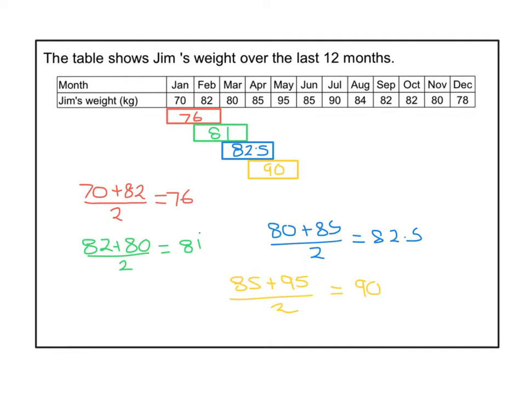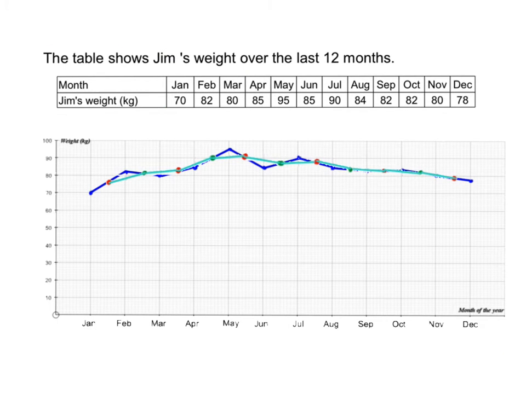Okay, so I found 4 2-point moving averages. This is the first 2-point moving average, the second 2-point moving average, the third, and the fourth. I could keep going until I get to the end of the table, and then I can plot them on a graph, and this is what it would look like. Or if I remove the original time series graph, it looks like this.